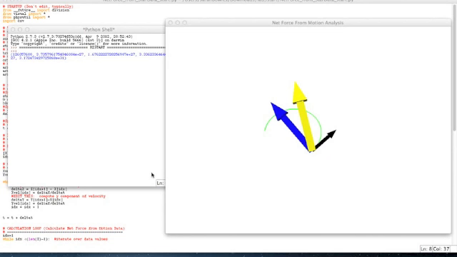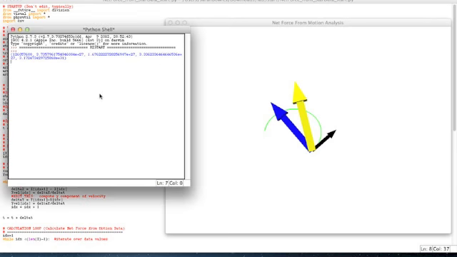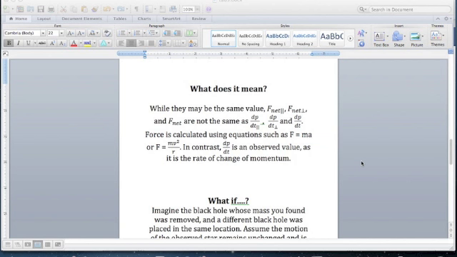After we correctly modify the code, we can then run it and get a model of the star's motion. We can also see the components of the force acting on the star. The black arrow represents the parallel force acting on the star, while the blue arrow represents the perpendicular force, and the yellow arrow represents F net. We can also find the mass of the black hole over here in our values, as it is the last one printed. What does it mean?